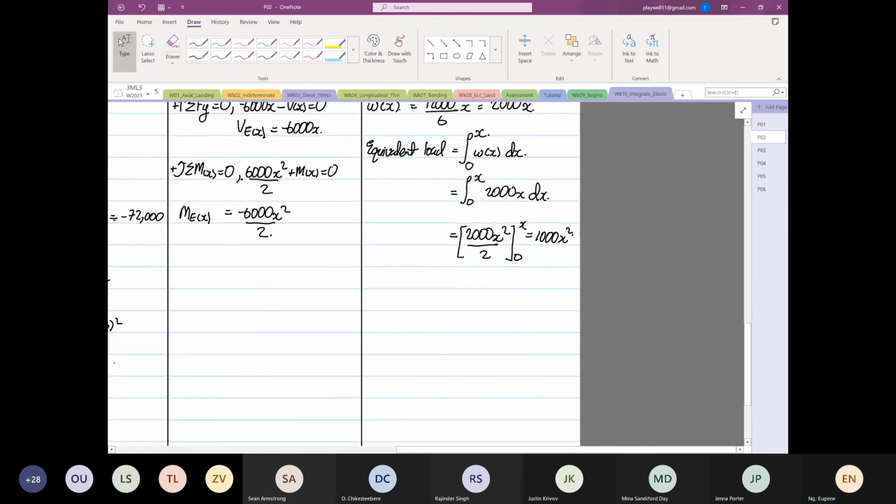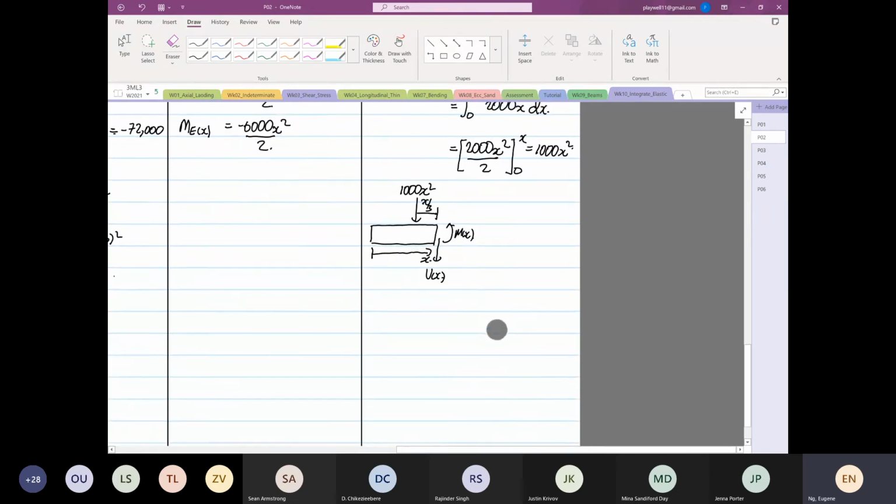Now from here, we can start using what we have known before. This is as a function of x. So we know now the equivalent load is 1,000 x squared. We know that the distance from here to here is x over 3. And this is V as a function of x, and this is M as a function of x. Then we can proceed.